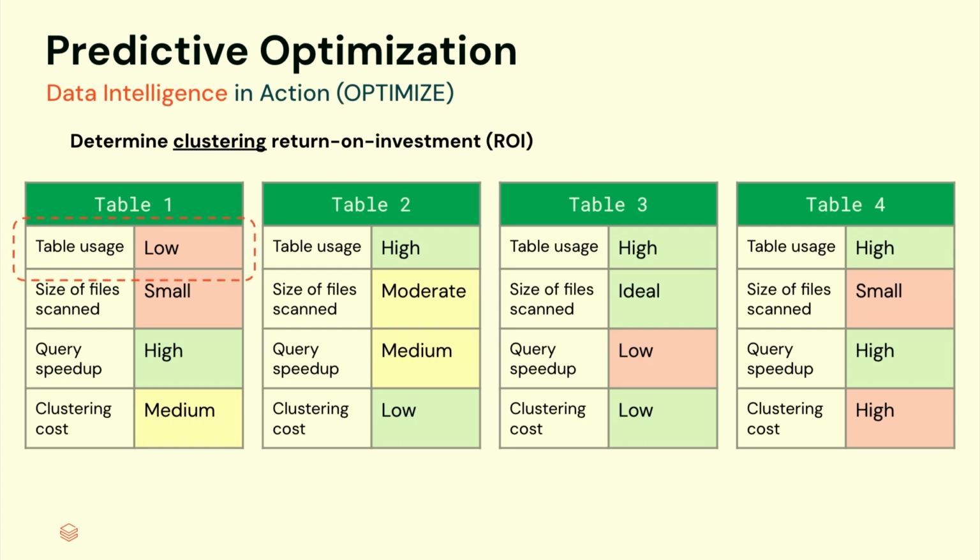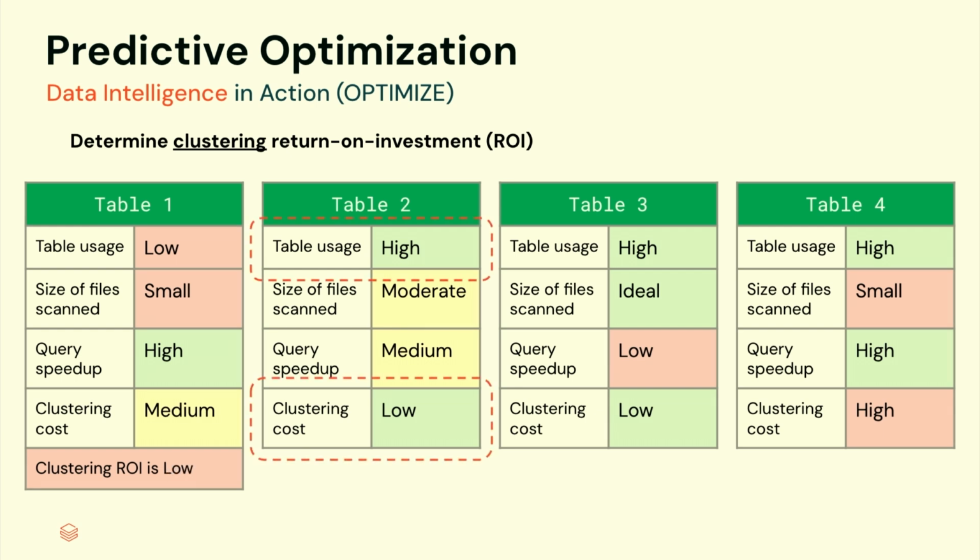Let's look at table 1. Looks like the table usage is pretty low, and for PO to consider this pretty low, you're barely touching this table, you're practically not using it. And looks like the cost of clustering is not cheap. Even though you have a bunch of small files and the estimated query speed up is high, it isn't worth running optimize if you're barely touching this table. So for now, Predictive Optimization determines the ROI is low.